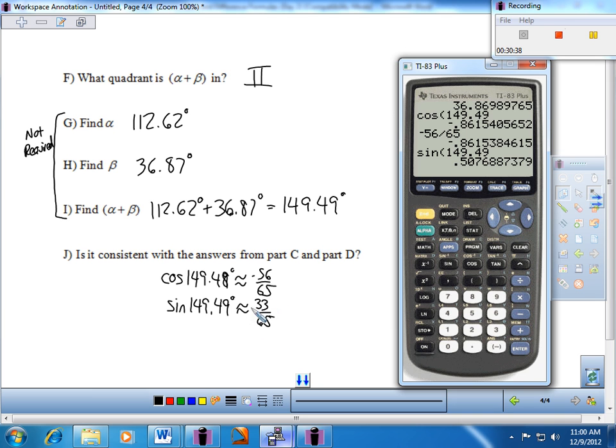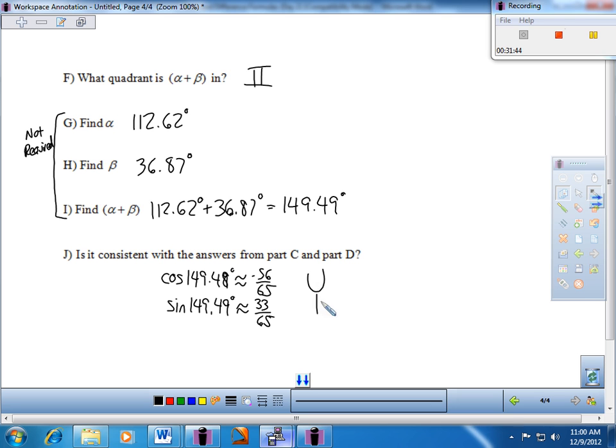Hey, everyone, it should be exactly 33 over 65. And because I rounded my angle, this is not going to be precise, but is it pretty close? Sure. Look at that. So, is it consistent with the answers? Yeah, undoubtedly. The drawings, me finding the two original angles and adding them together, combine them, and I got that. Are the ratios equal to what we got? Sure.